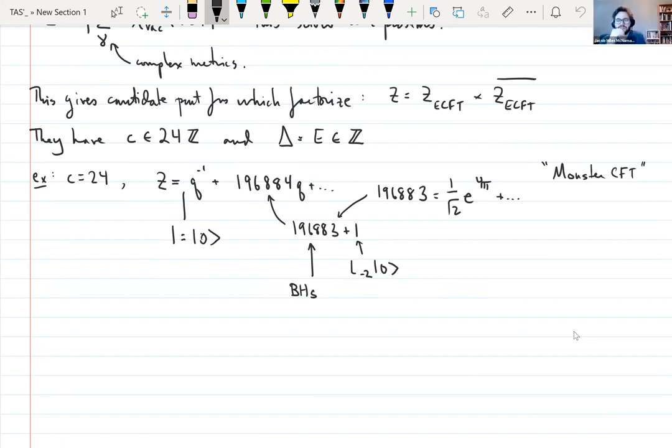Can I ask a question about these? Does such a CFT necessarily have a gap up to the black hole operators? Yes. That is practically the definition of the CFT. I see. Okay. Good.